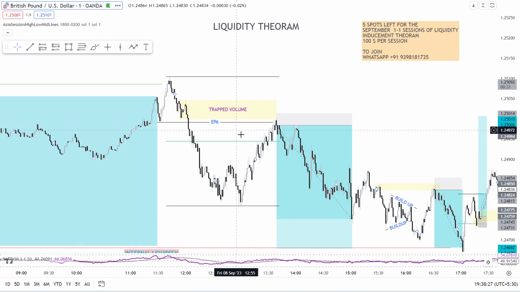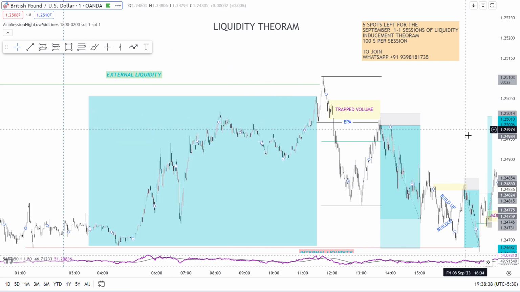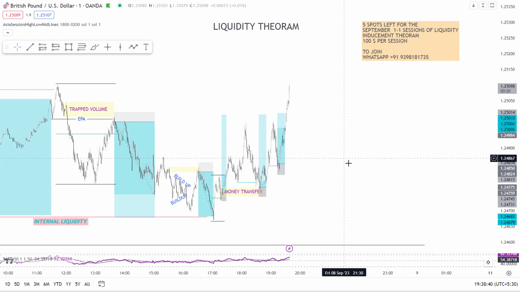So in this area, I can see the inefficient price action. To become efficient, the price should mitigate and go in the right direction. And there is trapped volume also here. Now in this video, I will explain the trapped volume concept.